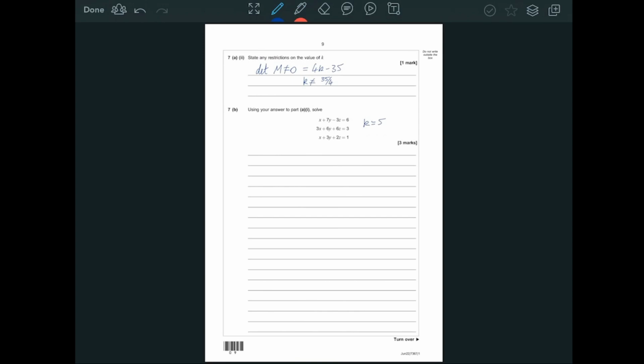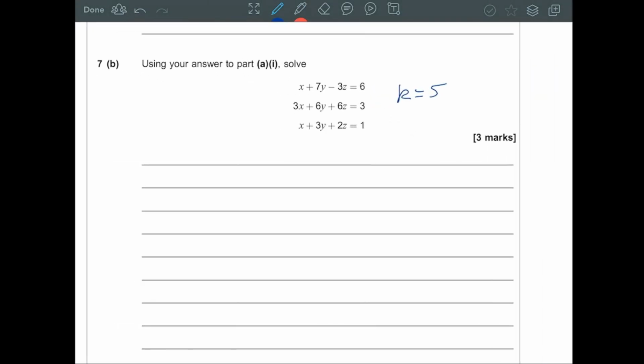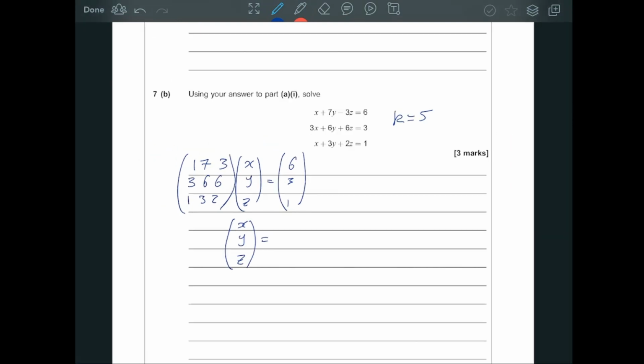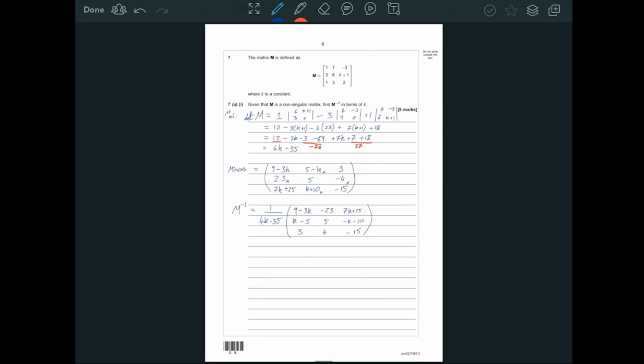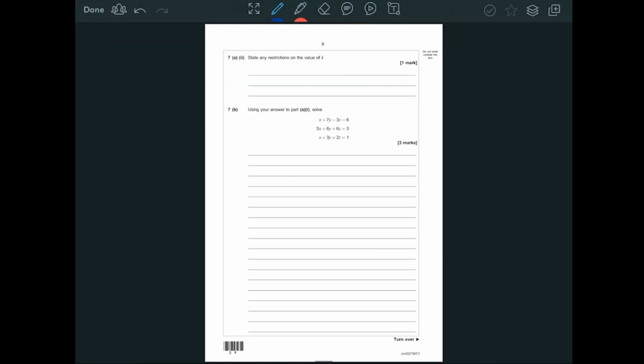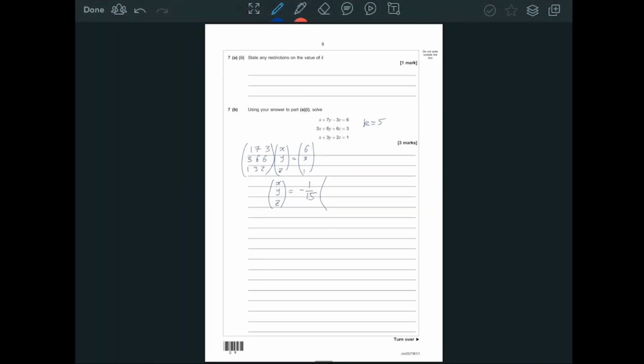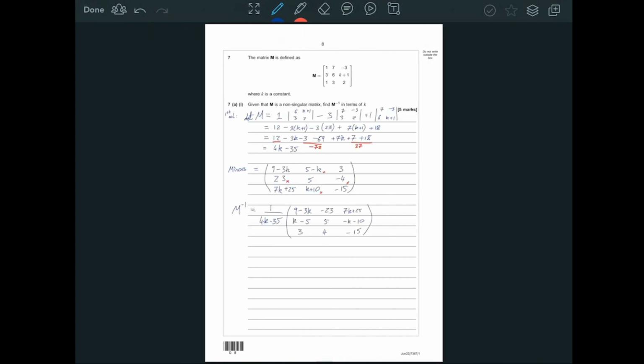So first thing to do is to rewrite this as a matrix rather than as simultaneous equations. So we're multiplying by x, y, z equals 6, 3, 1. So x, y, z is equal to the inverse of that matrix, which we have over here. So subbing 5 into that, we get negative 15 as my determinant. I'm going to be a bit jarring as I swap forwards and backwards, I apologise.